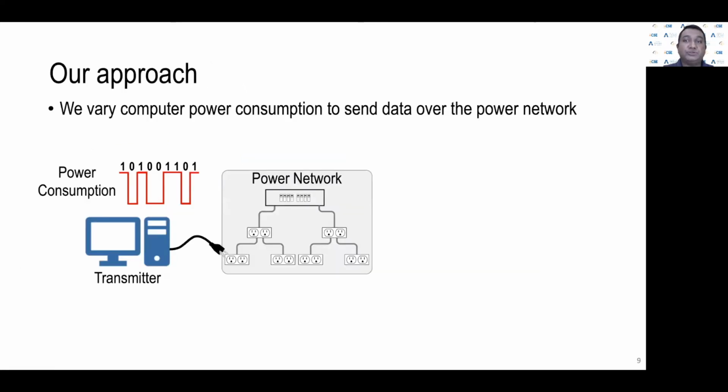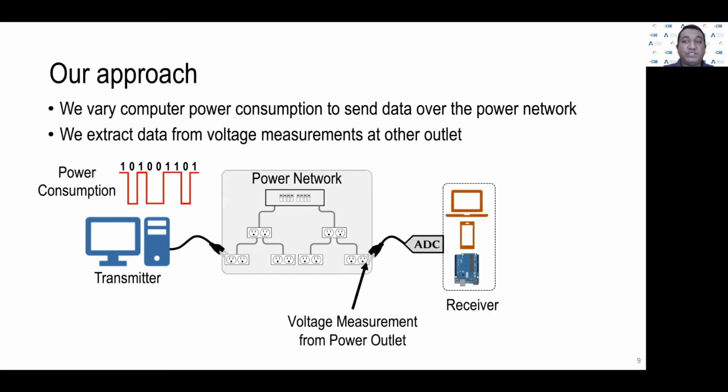In our approach, we use the power network and transmit the stolen information by varying the computer power consumption. To receive the information, we use voltage measurements at another outlet within the same power network. We extract the power variation of the transmitter computer from the voltage measurement and thereby receive the data sent by the transmitter.